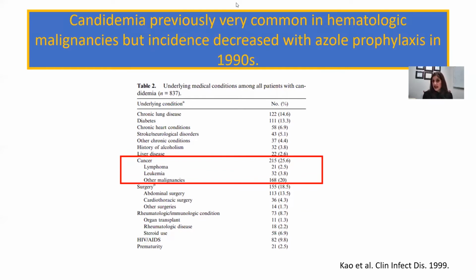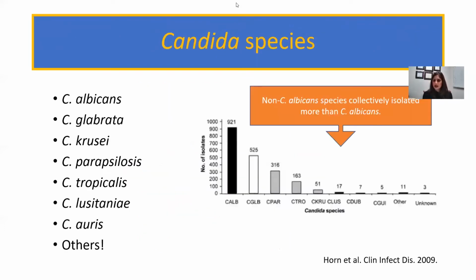proportional increase in infections caused by non-albicans species. So with the advent of azole prophylaxis, we've seen a shift in the species causing disease. And so let's just go over some of the Candida species briefly. You're probably well aware of some of the more common species, Candida albicans and glabrata, but there are actually many non-albicans species that are pathogenic in humans and cause disease.